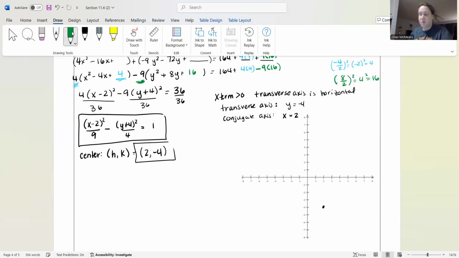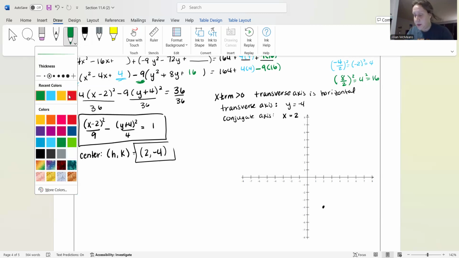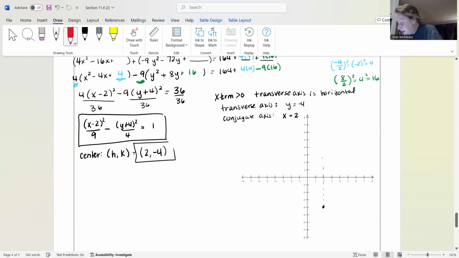So we can sketch those really quick. Let's do red, so we've got our conjugate axis. We can tweak it and clean it up a little bit, but they're going to be running something like this. Okay, so along that transverse axis, the horizontal one, we're going to have our vertices and our foci, and along the vertical conjugate axis, we're going to have our co-vertices. So let's go ahead and work on the vertices.